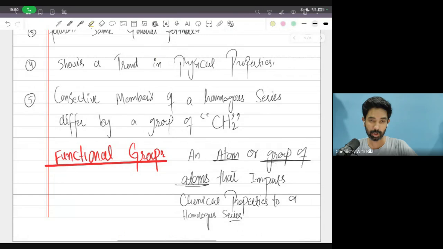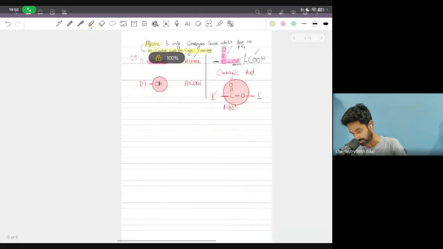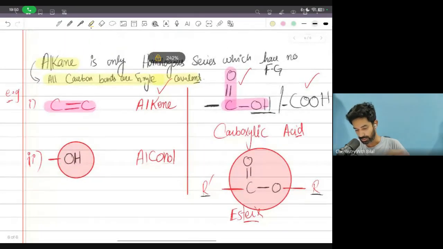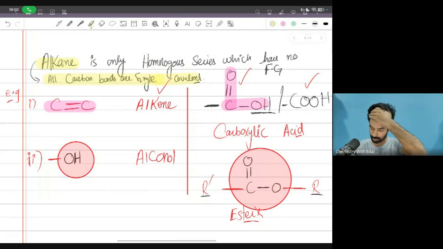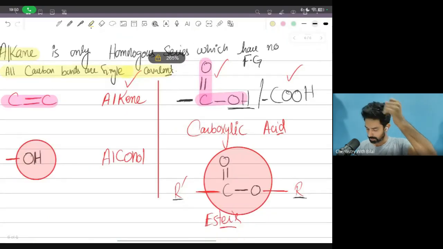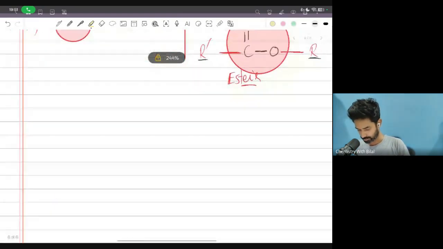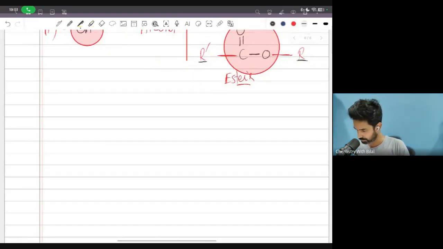What exactly is the functional group? It is an atom or group of atoms that imparts or decides the chemical properties of a homologous series. What are those functional groups? If there is a double bond, the functional group is called alkene. If there is OH, it is called alcohol. If there is CO2H, it's called carboxylic acid. If it starts with CO2, it is ester. Now let's begin with the first homologous series called alkane.